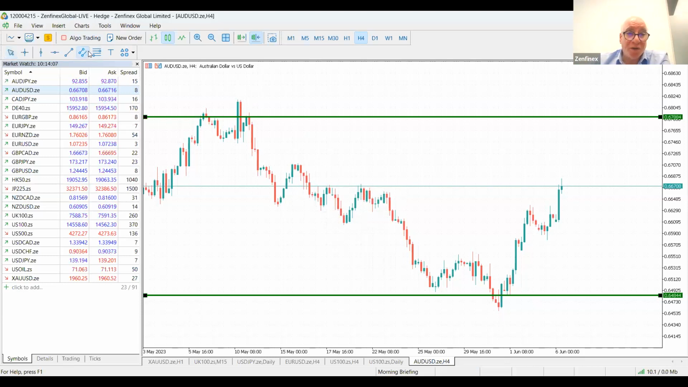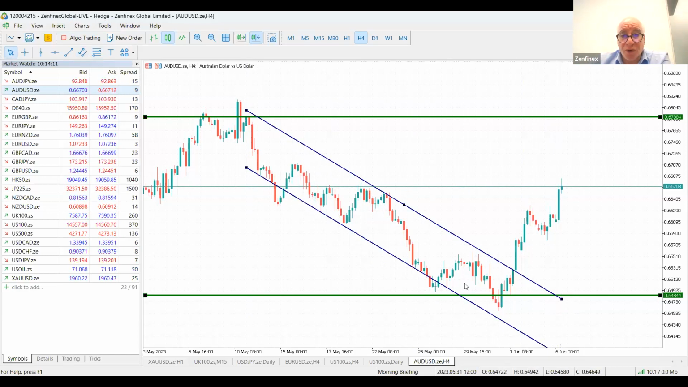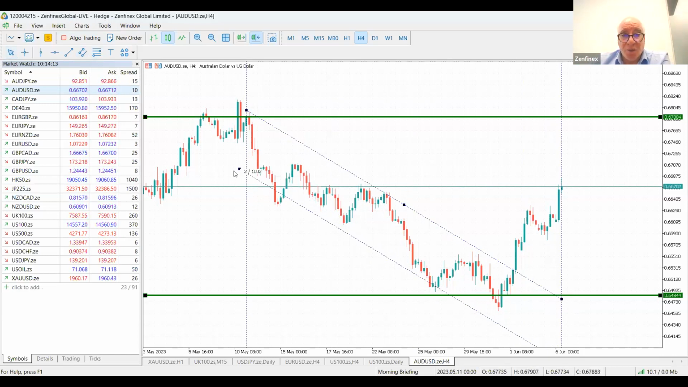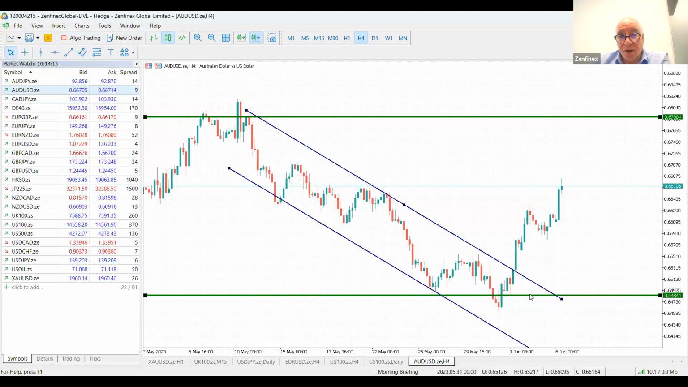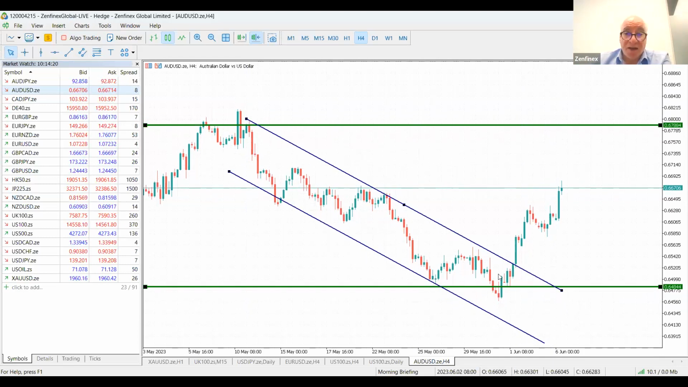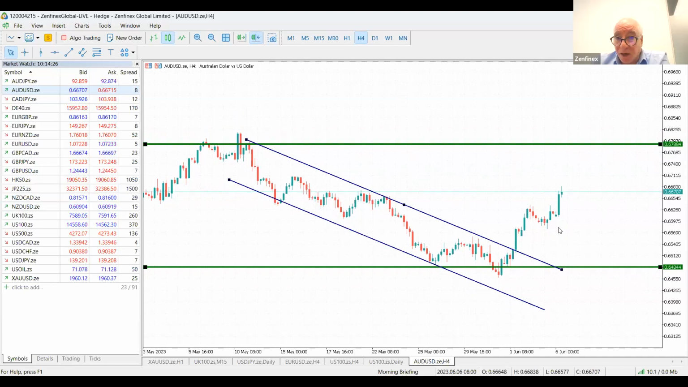So I'm just going to put a channel along here. The channel really is just to see where it broke and see where it might come and retest it. So this down channel has ended. So we are looking for buys now. We're looking to see if there are any areas that we can pick up buying opportunities.